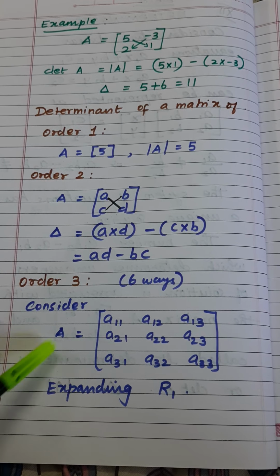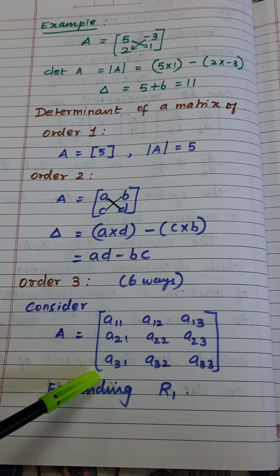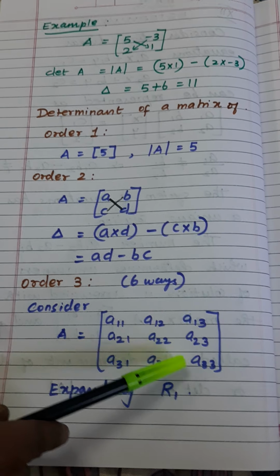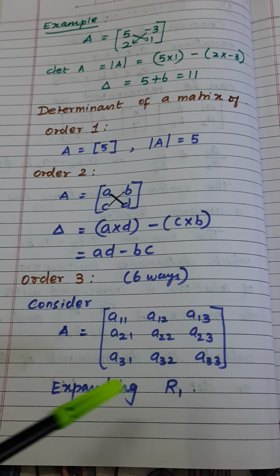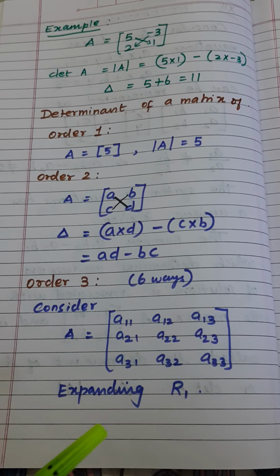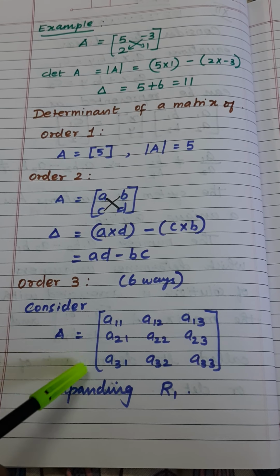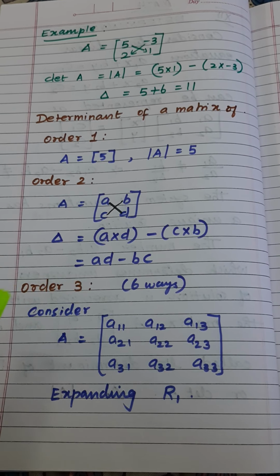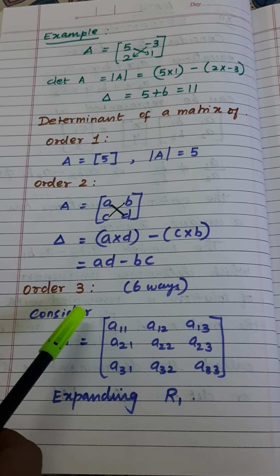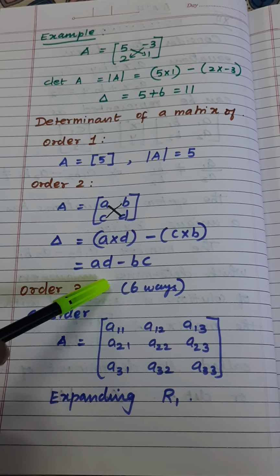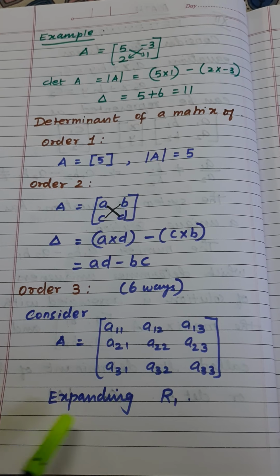Consider a matrix A with entries A11, A21, A31, A12, A22, A32, A13, A23, A33. I hope you all know how to write this: 1, 1, 1, 2 and so on represent the position of the element. Now we are going to find the determinant of this matrix by expanding row 1. We can find the determinant by expanding row 1, row 2, row 3 or column 1, column 2, column 3. So there are 6 ways. Now I am going to expand row 1.